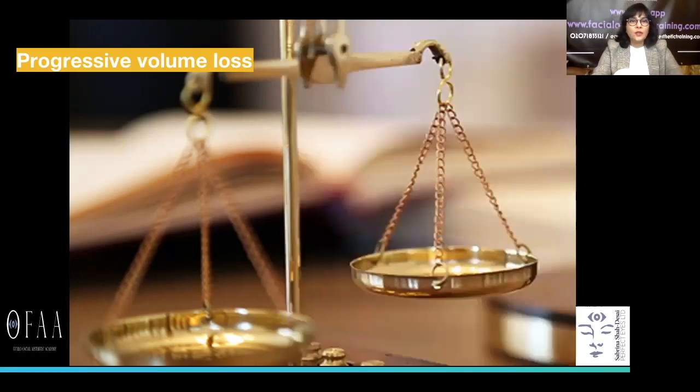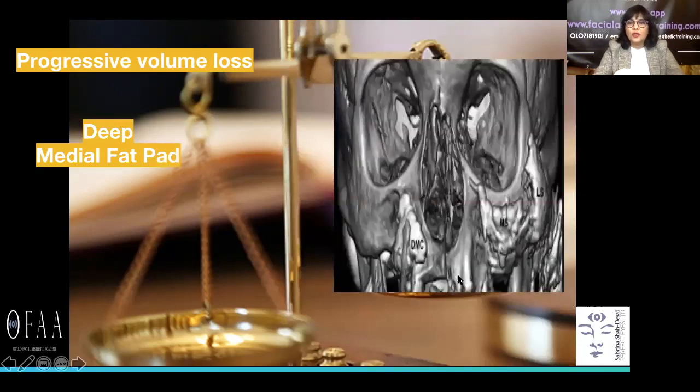Now, let's look at further progressive volume loss, which is now in your deep medial fat pad. Now, this is the fat pad of your cheek. And as you can see on the CT scan image here, the deep medial fat pad is one of the key structural supports, and it extends up to the inferior border of the tear trough. So it's actually like a buttress-like support. It's one of the largest internal pillars that is supporting your tear trough.